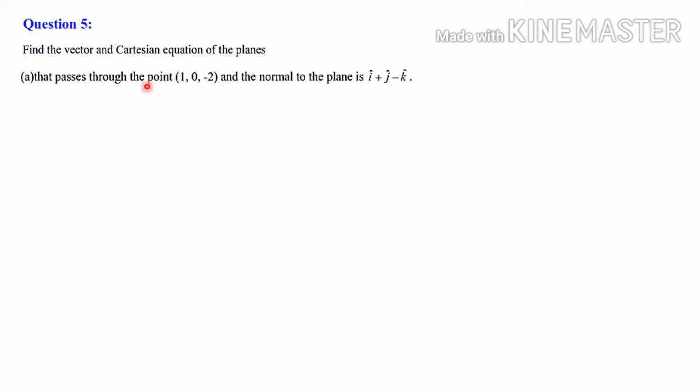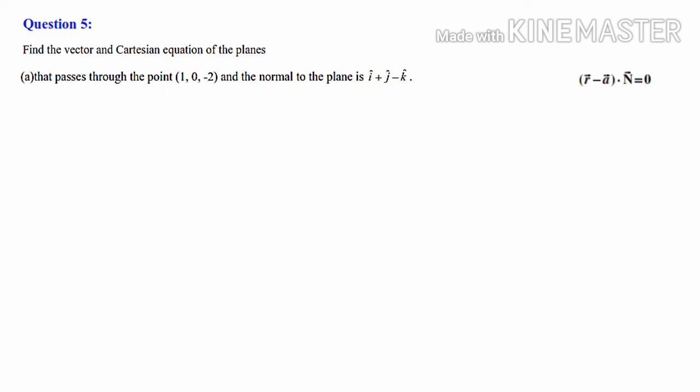Next we shall discuss question number 5. The question is, find the vector and Cartesian equation of the planes. First question, that passes through the point 1, 0, minus 2 and the normal to the plane is i cap plus j cap minus k cap. First of all, you have to go through the question and identify in which form the question is asked. Here a passing through point is given and a normal vector is also given. A passing through point and a normal vector given to you means it is point normal form.